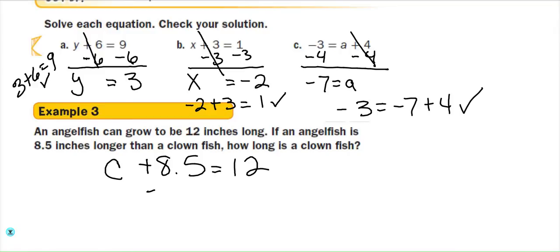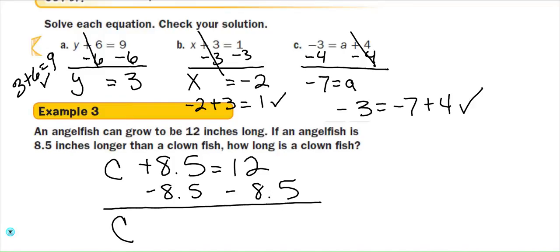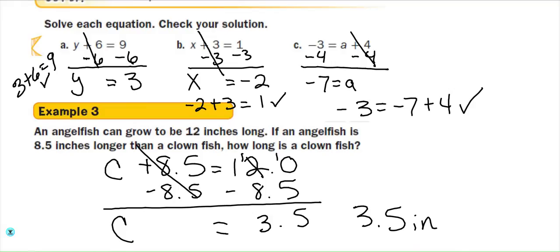We have a plus 8.5. I need to do the opposite, so we're going to subtract 8.5. That gives me C. These have canceled out. That gives me equals. Remember, you need to line up your decimal points, so let's actually add a 0.0 over there and do that. I'm actually going to need to borrow. It's going to be 5 here, and then I have 11 minus 8, which is 3. So I get 3.5. All right. Now, since this was a real thing, we need to say 3.5 inches.